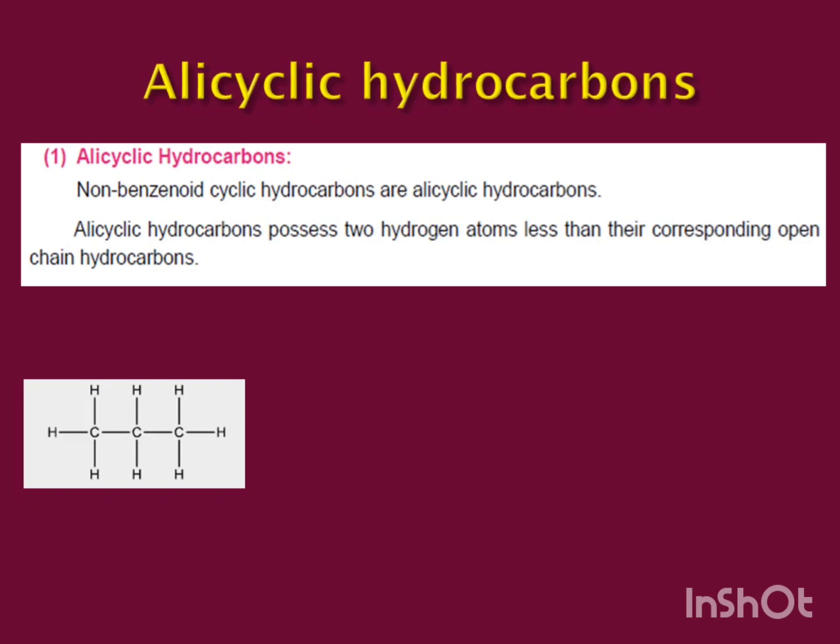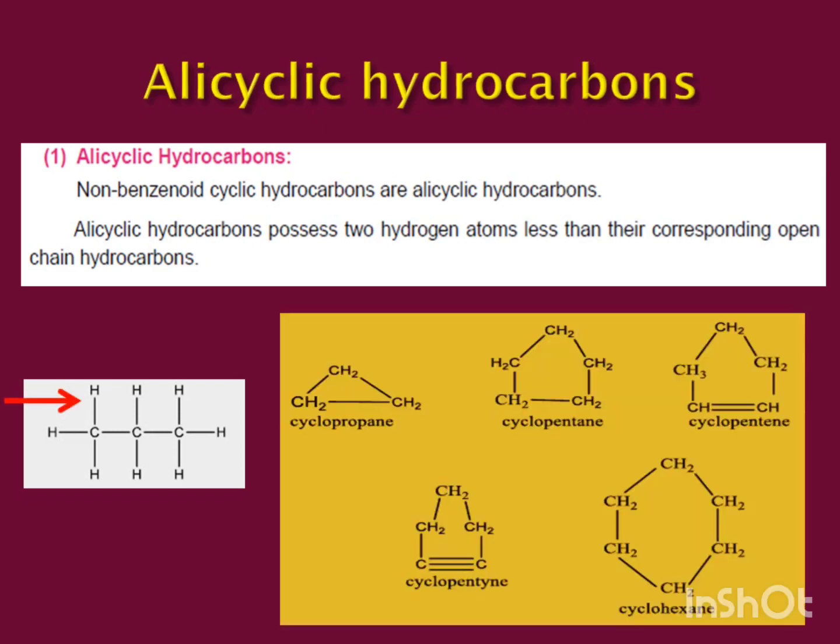When this propane makes a cyclic structure, you can see it contains 3 carbon atoms but 2 less hydrogen atoms. As you can count them, there are 6 hydrogen atoms. Similarly, all these alicyclic hydrocarbons have 2 hydrogen atoms less than their corresponding open chain structures.